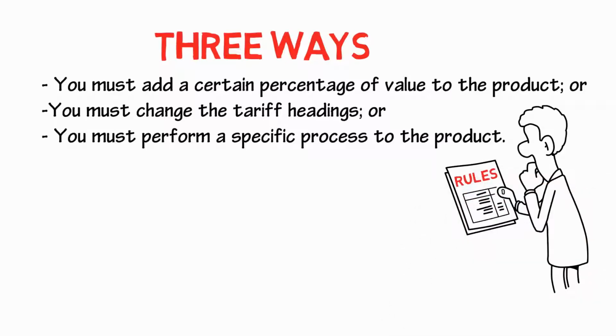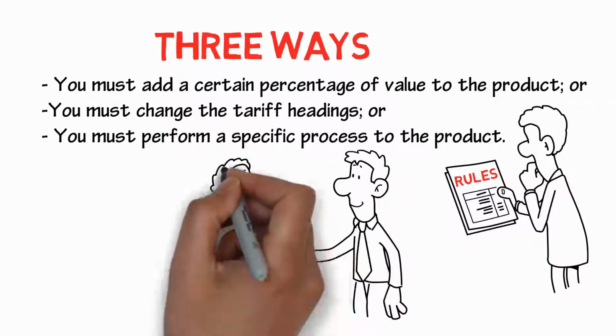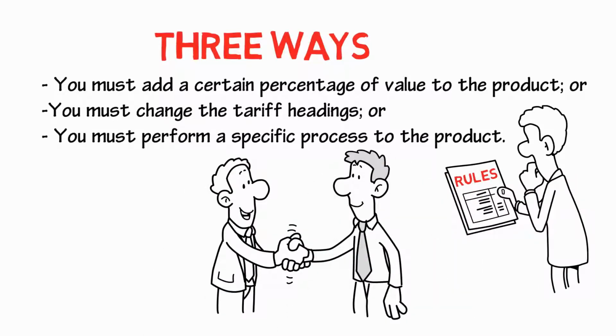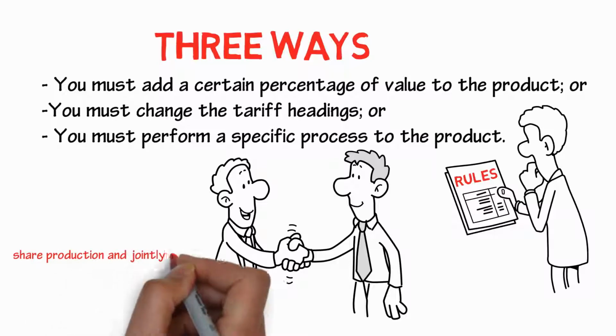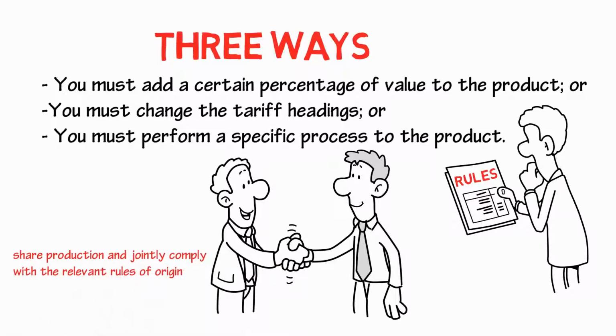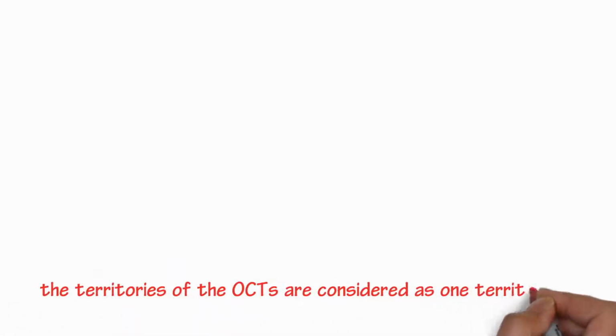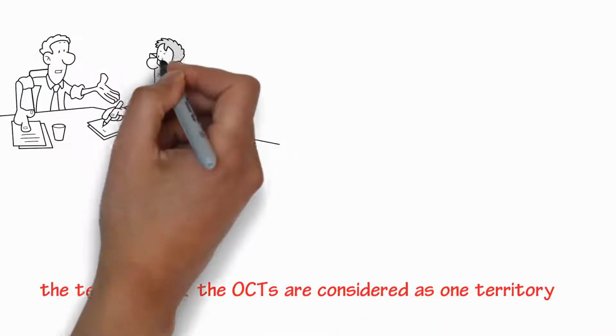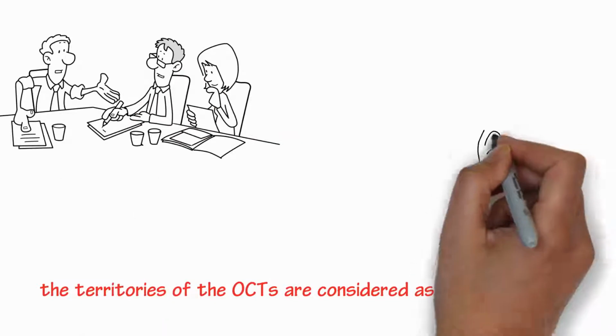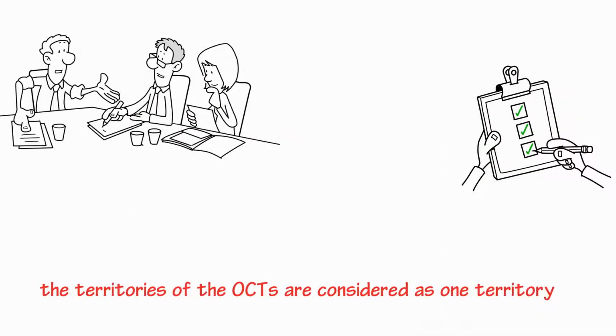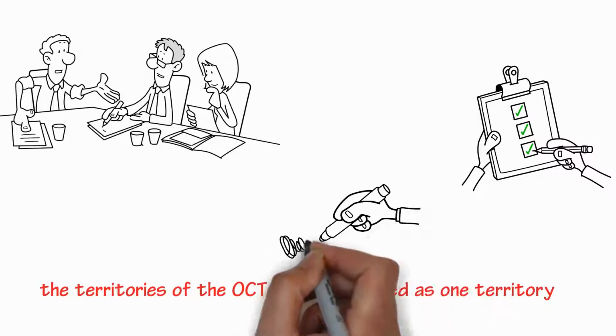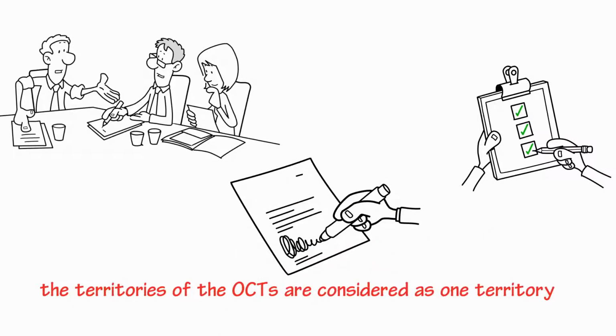The concept of cumulation allows countries which are part of a preferential trade agreement to share production and jointly comply with the relevant rules of origin. Under cumulation, the territories of the OCTs are considered as one territory. OCT cumulation may be extended to inputs received from other countries and territories which have preference agreements with the EU, such as Jamaica and South Africa.